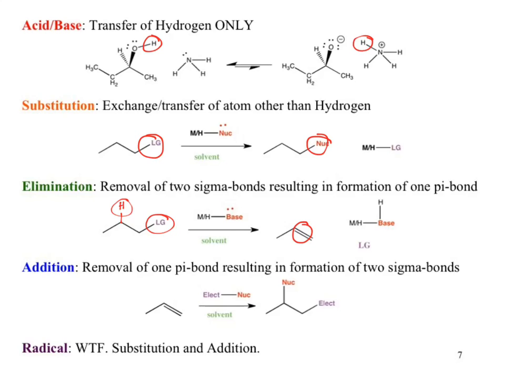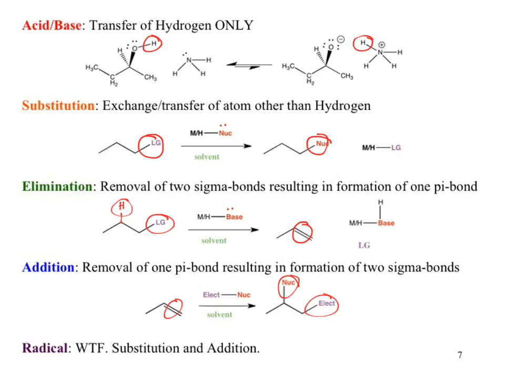Okay. We lose the pi bond and we gain 2 sigmas. 1 to a nuke and 1 to an elect. What do you think those stood for? Nucleophile and electrophile. Okay, so it's recognizing those patterns.